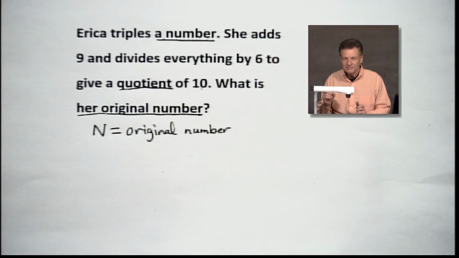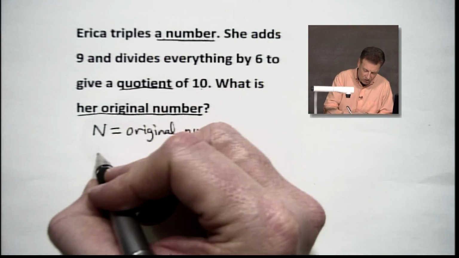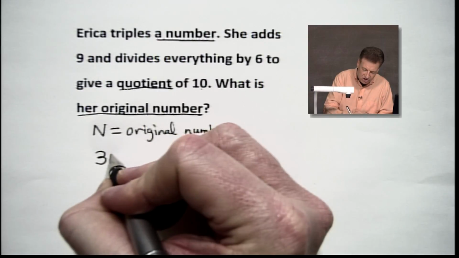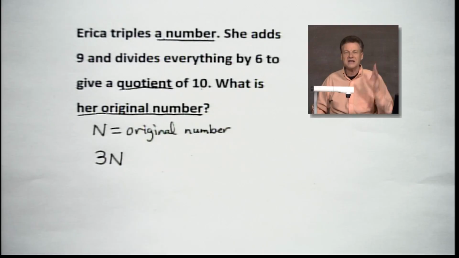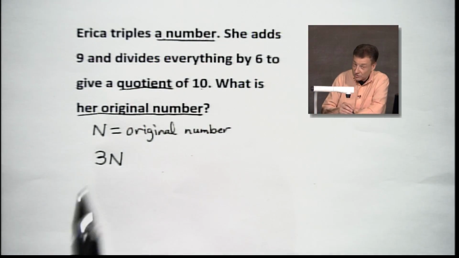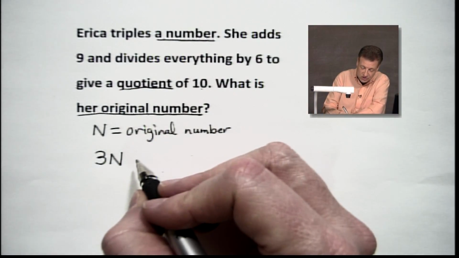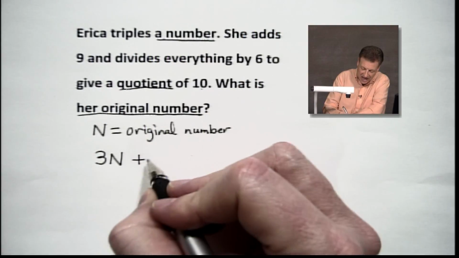But you know what I think? I think it's good to write this one down, because that's the algebra working for us. That helps us out. So let's take a look. We're going to say, Erica, and your number, triple it. There you go. That's a 3n moment. All right, 3 times n. That's what 3n means. We're going to add 9 to that.